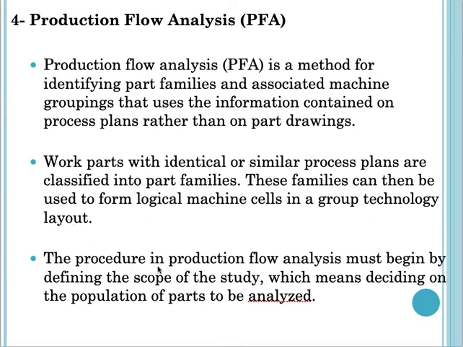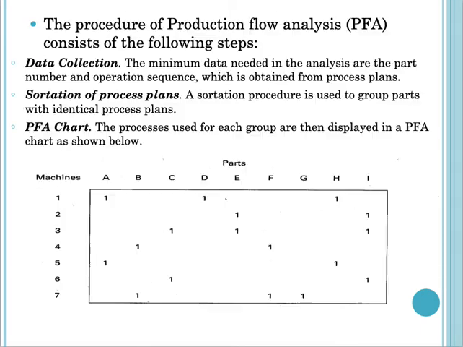The procedure in production flow analysis must begin by defining the scope of study, which means deciding on the population of parts to be analyzed. This method makes use of information contained in route sheets rather than in part drawings, and work parts with identical or similar plans are grouped, as we said. The procedure of production flow analysis consists of the following steps.